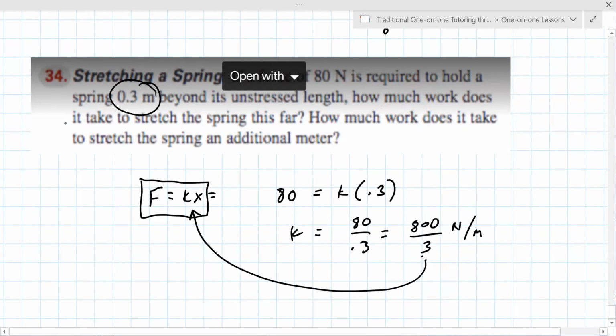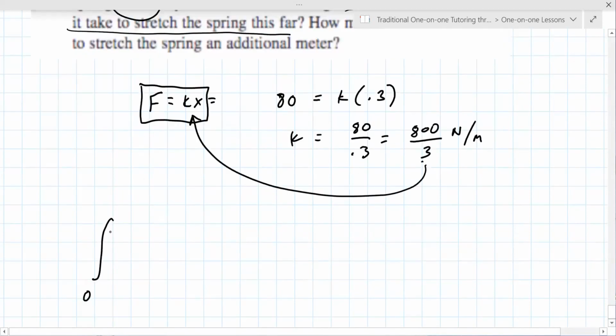You have to be careful of the language, because it says, how much work does it take to stretch the spring this far? We'll call that part A. That's going from its natural length 0 to 0.3. And then you're going to integrate this 800 over 3 x dx. That's part A.